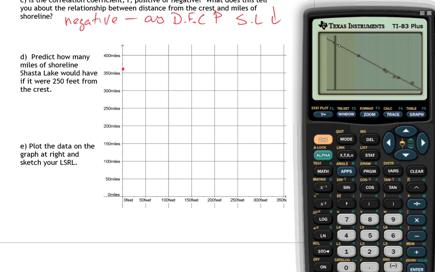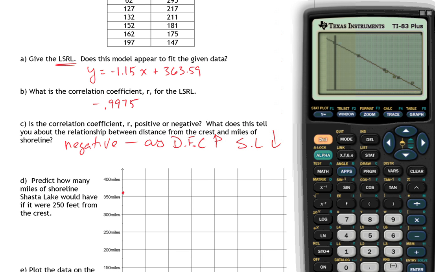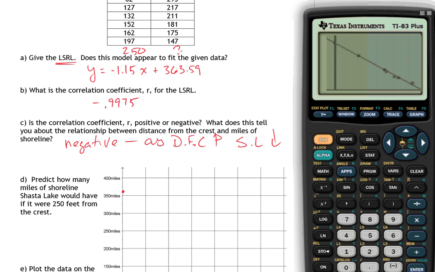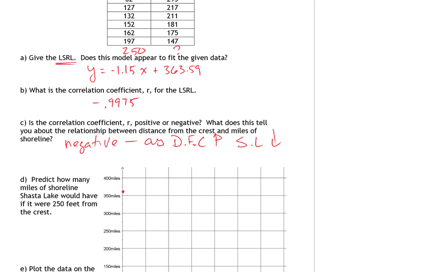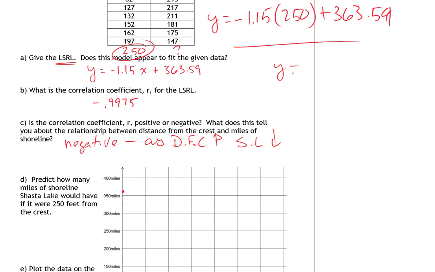Let's predict how many miles of shoreline Shasta Lake would have if it were 250 feet from the crest. In other words, if this number right here was 250, what would be this number? Pretty straightforward problem, right? All we're saying is if x is 250, what's y? We have our model, and it says that y would equal negative 1.15 times that x value, 250, plus 363.59. Basically, if I evaluate this expression, it gives me y. Anyone get the y handy? What do you have, Cooper?